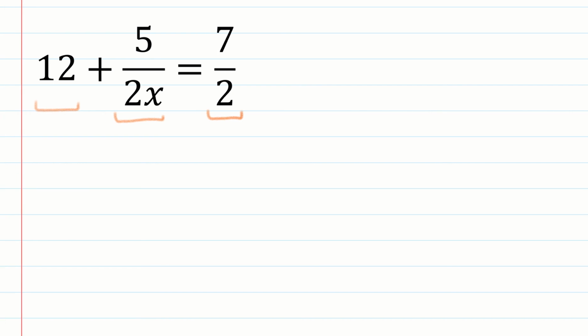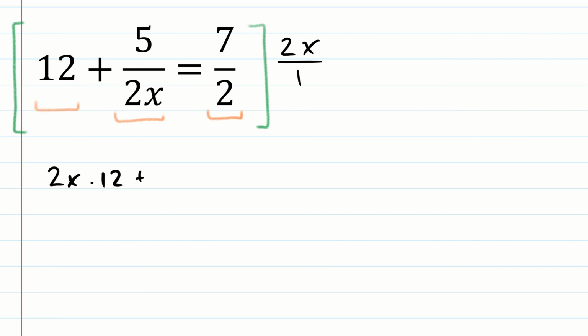And what we are going to do is push across a value that will bust all of those fractions up. It turns out the value we're going to use is 2x. 2x will obliterate the two fractions that I see. So every single term is going to get a factor of 2x, starting with the 12. 2x times 12 plus 2x times 5 over 2x equals 2x times 7 over 2.